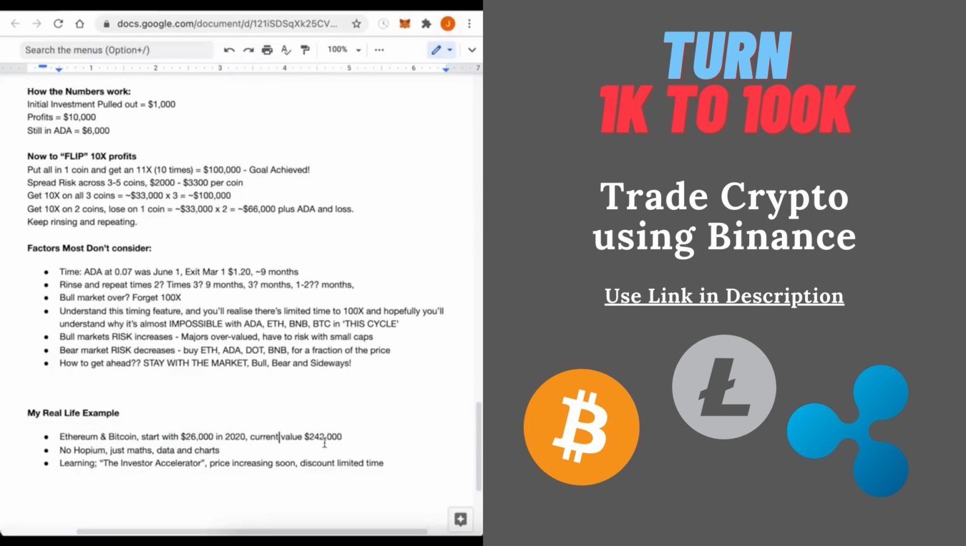So this is your no hopium, just maths, data, and charts look at how to go from $1,000 to $100,000. And it's not one of those videos where you're going to say, hey, buy this one coin, it's going to go up 100x. I think that is not doing you a service, nor myself, because it's much better, in my opinion, to look at it like this, because this is the maths. It's potentially easier in a sense because you can continue to use this time and time again and flip the coins over rather than throw everything on a roulette table and hope for the best.